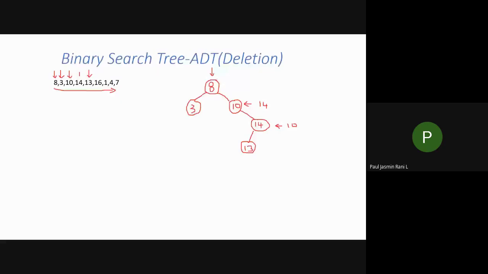it is again greater than 8, so it goes along the right subtree. Again 16 is greater than this 10, so it prefers the right subtree. Next it goes to 14, so it should compare 16 and 14. When you compare 14 and 16, 16 is greater.